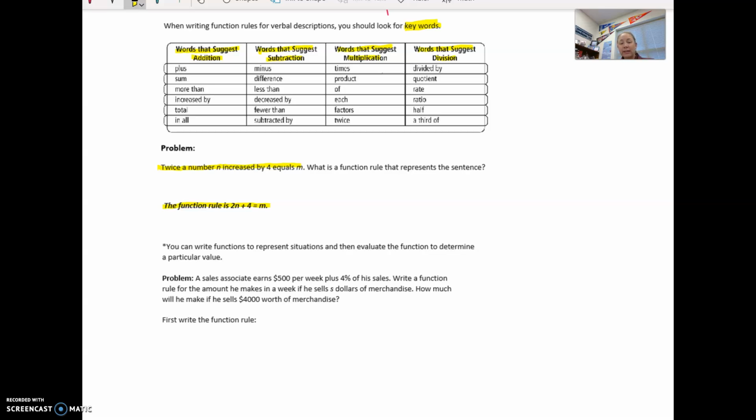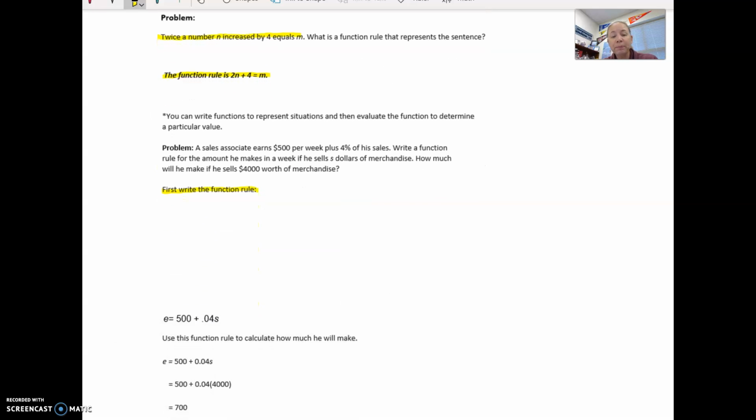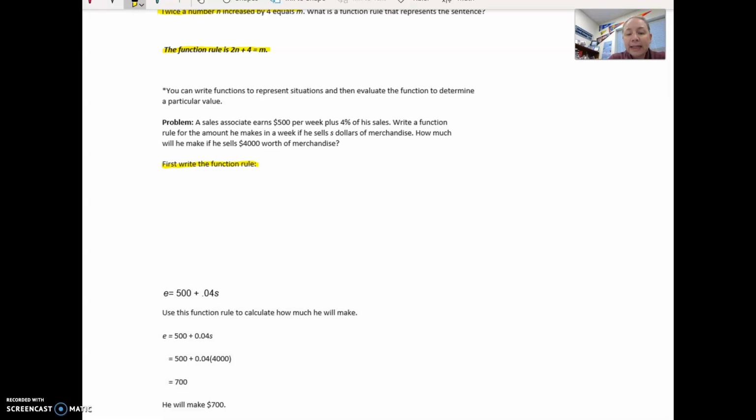So again, here's an example. A sales associate earns $500 per week plus 4% of his sales. Write a function rule for the amount he makes in a week if he sells S dollars of merchandise. How much will he make if he sells $4,000 worth of merchandise? So the first thing we want to do here is write the function rule. So we're going to look at the important information here in the problem. So let's say E is going to calculate how much he will make. So E is your earnings, I guess.